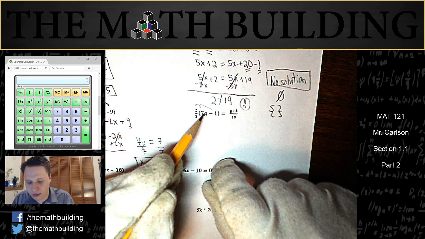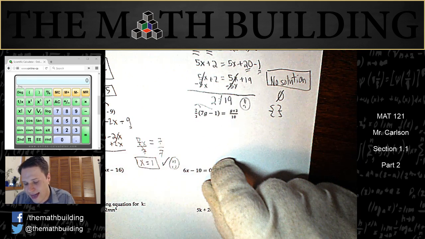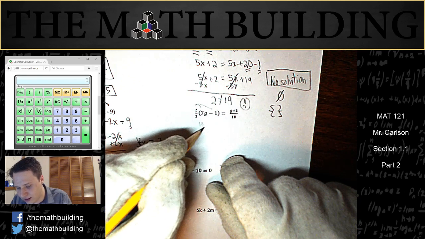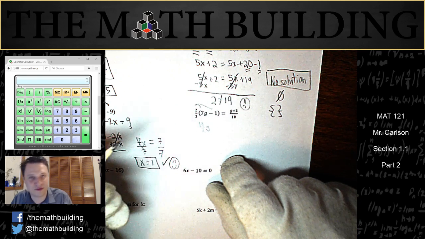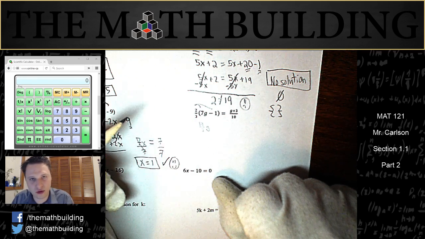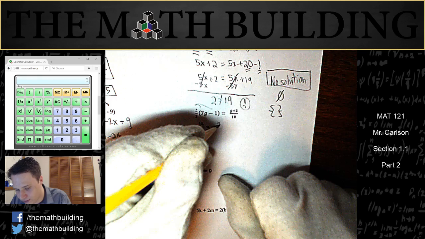2/3 times 7, remember this 7 is in the numerator, and so that means 2 times 7 is 14. So this would be 14 over 3g off to the side. The g is also in the numerator. Minus 2/3 times 1 is just 2/3.